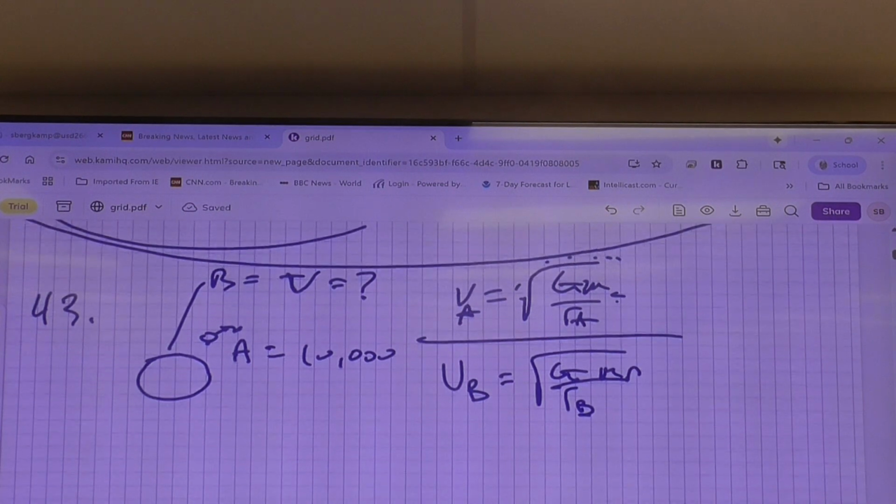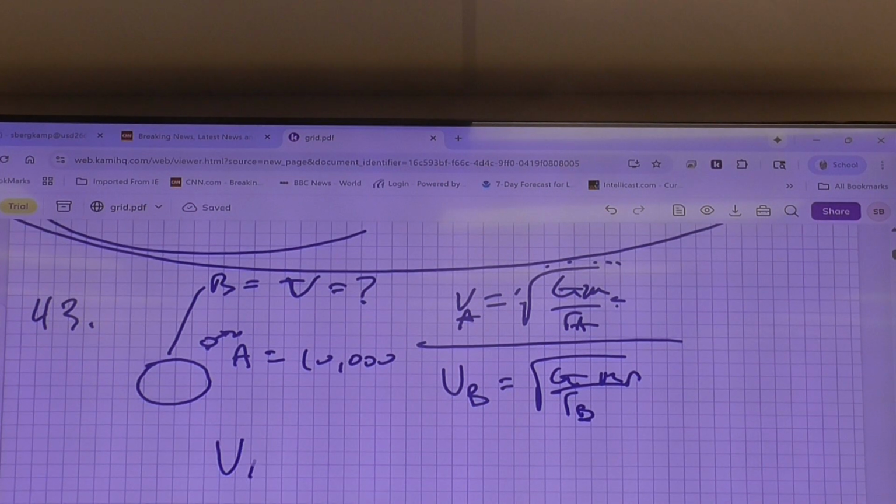Yeah, so we can do that same thing. Okay, the velocity of A is going to be the square root of big GM times the square root of 1 over the radius of A. All I did was pull out what was constant. I just pulled out what was constant.